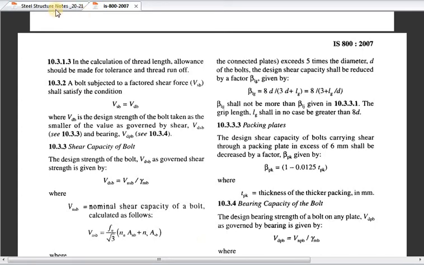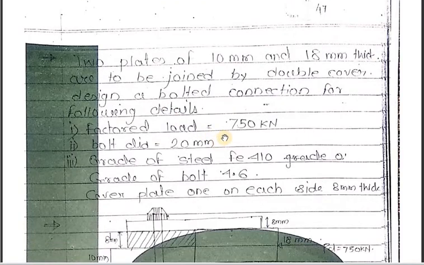Okay. So here is the same problem. I am reading the problem and we will solve it. Two plates of 10 mm and 8 mm. Yes, that means this condition itself explains that we have to attach two plates whose thicknesses are varying.